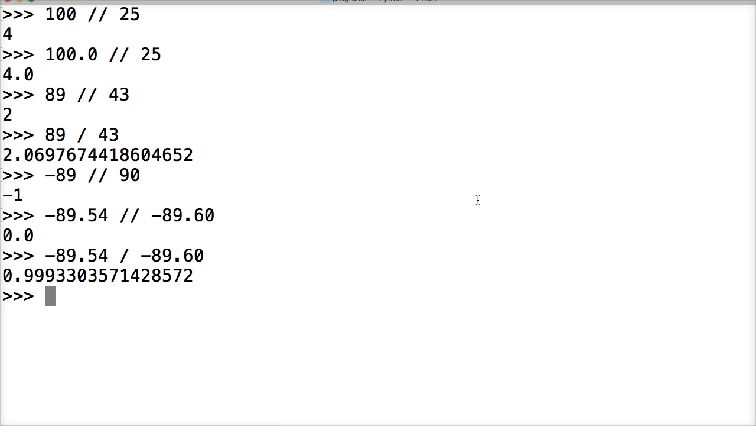And a couple rules to remember: if you use floating point numbers, you're going to get floating point numbers back. It always rounds down, it never rounds up. That's basically floor division for you.